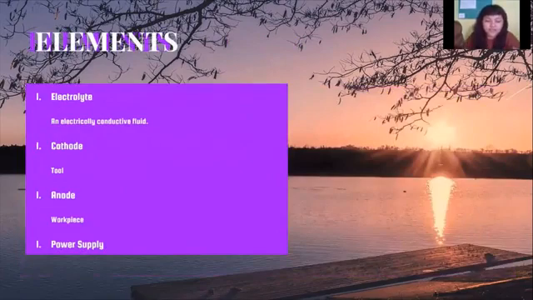The next is about elements. The main parts of this electrochemical machining process are, the first, electrolyte. As we know, electrolyte is an electrically conductive fluid. The second is cathode. Cathode is a tool. And the third is anode. As we know, anode is the workpiece. And the fourth is power supply.